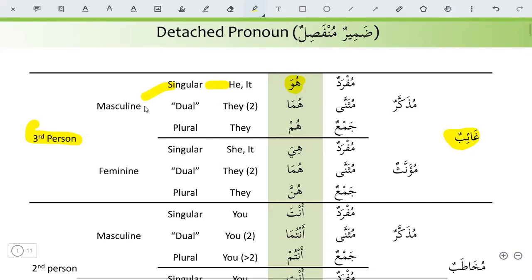For dual masculine, meaning they two, we use huma. For plural masculine, third person, they, we use hum. For the feminine, third person, she or it, we use hiya. For feminine dual, we use huma. Dual is the same for masculine and feminine. For the feminine plural, we use hunna. For masculine plural, we use hum, and for feminine plural, we use hunna.